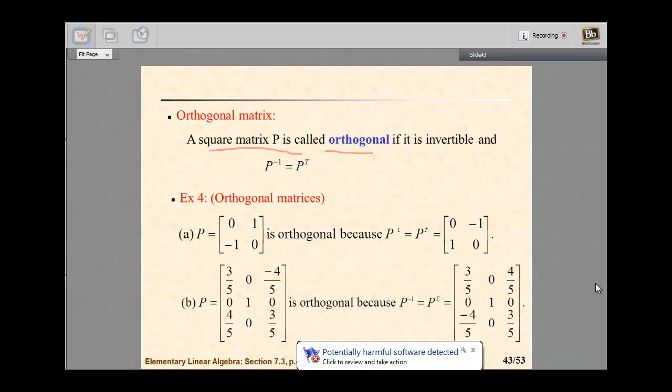A square matrix P is orthogonal if it is invertible and P inverse is equal to P transpose. Or you can say that P transpose into P will be equal to I. If you prove that P into P transpose is equal to I, then you say that it is orthogonal. So there are two ways: this is one part and this is the second part. Whichever you find better, you can use to solve.